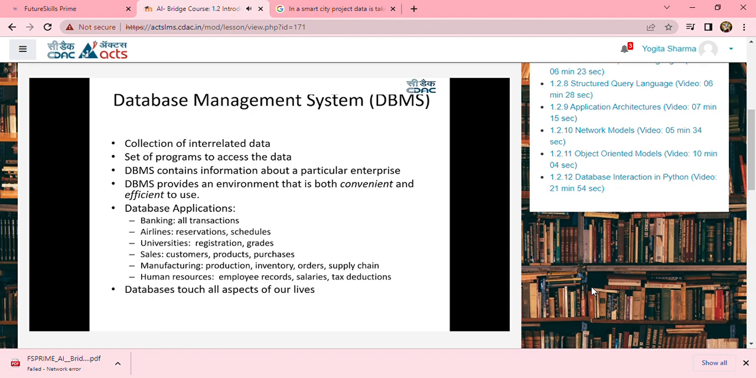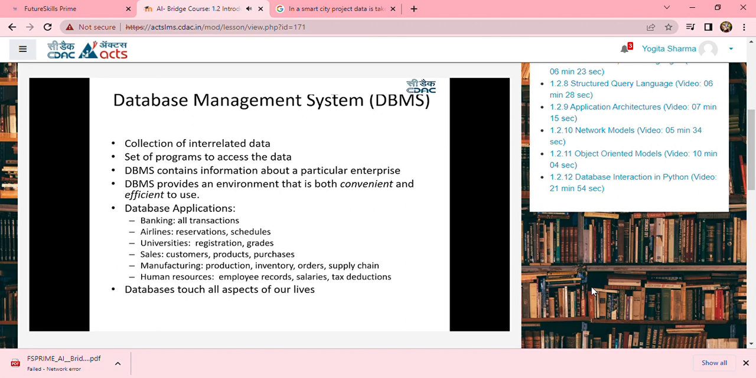Now, database applications. When you look into the application, in which sector is this database being applied? Irrespective of the domain, in every sector, database applications exist. In the banking sector, all the transactions of the customers will be captured, and that falls into a database management system. With respect to the airlines, the reservations being made and the schedules of the flights also constitute the database management system. For a university, the registration of the students, the grade points that the students have obtained, and how many students have passed out every year constitute the database for a university.